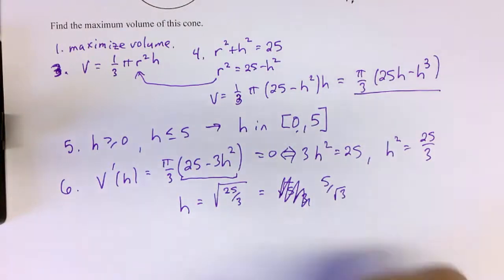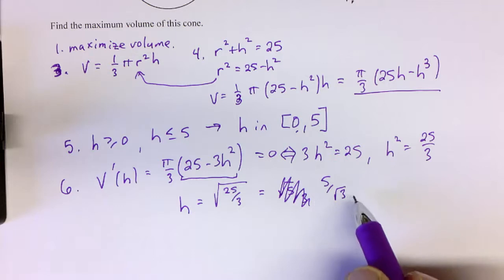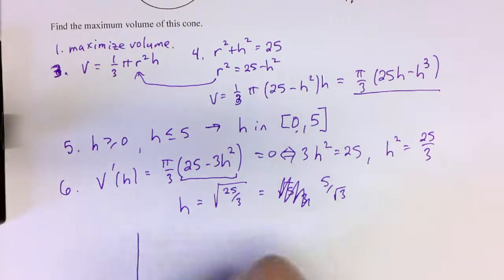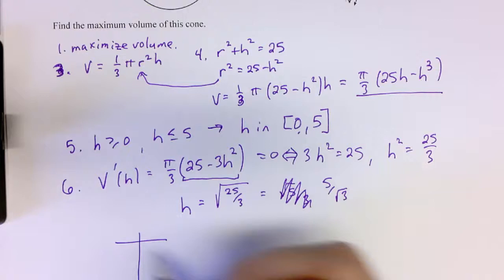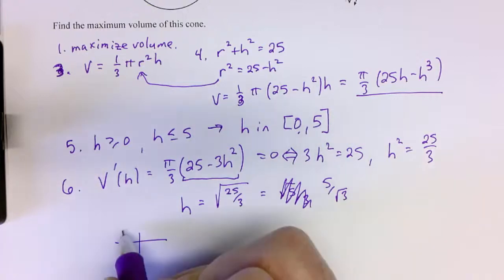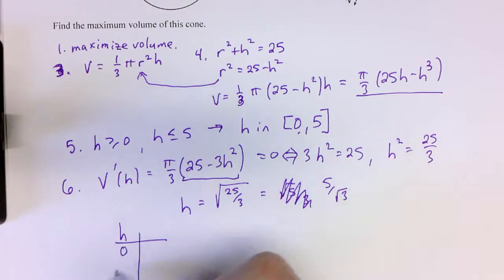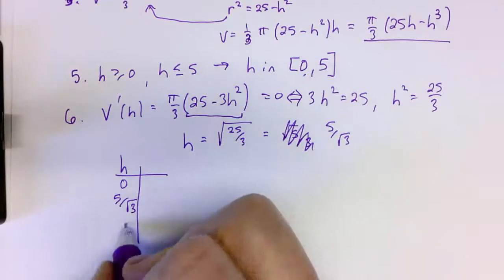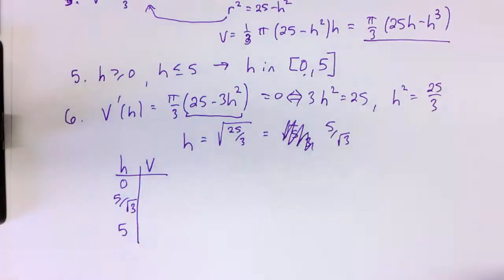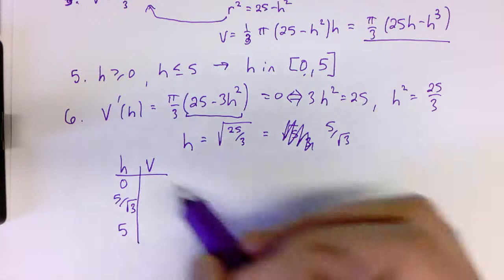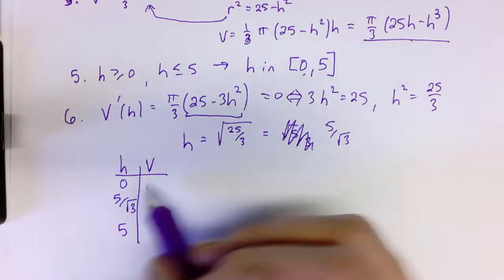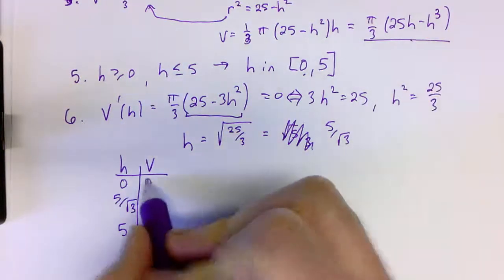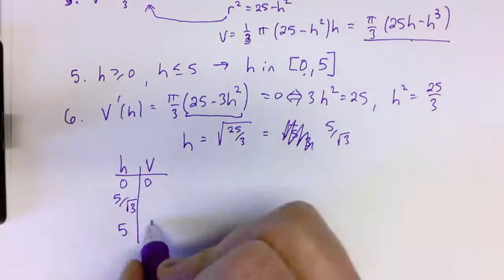Now to justify that I have a maximum there, I'm going to make a table of values. I don't have to list every possible h, just the endpoints and the critical numbers. And for each of those, I'm going to compute the volume. So my volume formula is here. If I plug in 0 for h, I get 0. If I plug in 5 for h, I get 0.